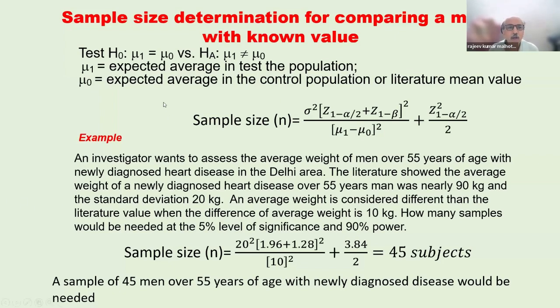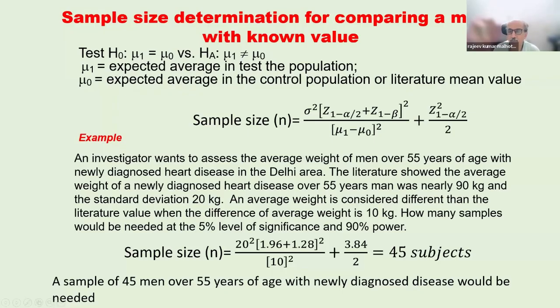This is the formula. First, the null hypothesis is that my sample mean is equal to my reference mean. That is called the reference mean. The alternative is that my sample mean is not equal to the reference mean; some other value is there. So what is the expected average mean of the test population? And this is the expected average in the control population, or the literature value. That is the value we assume from the literature.